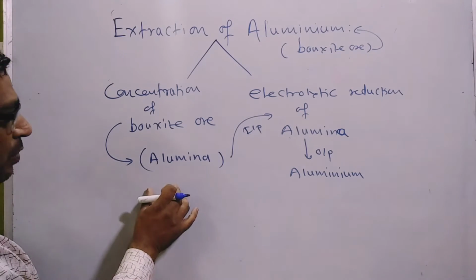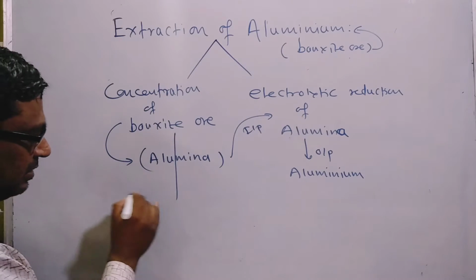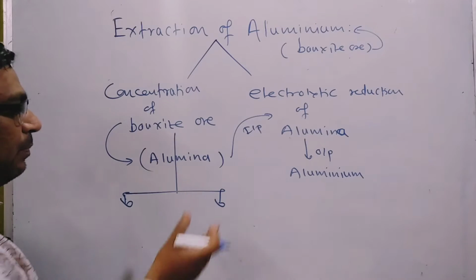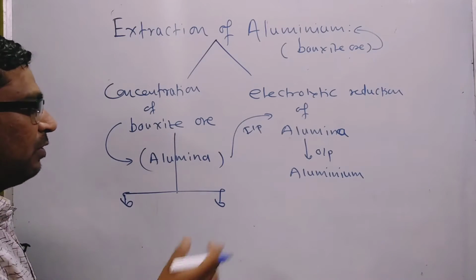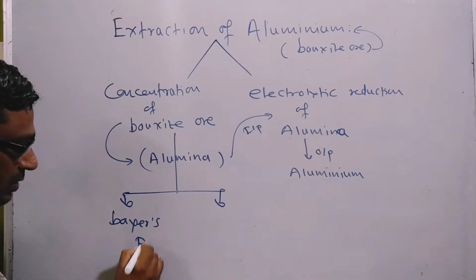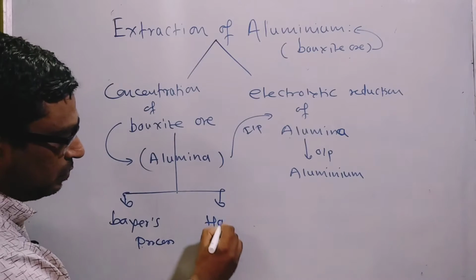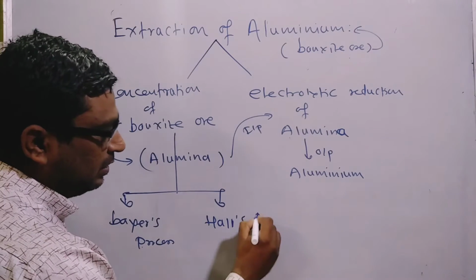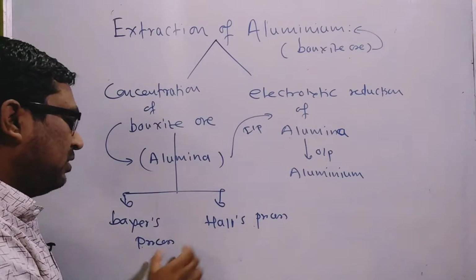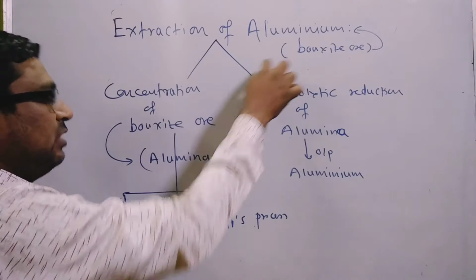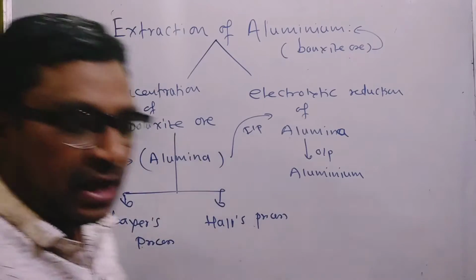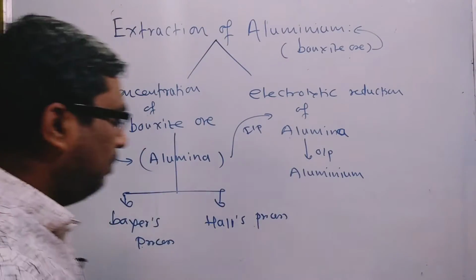This concentration of bauxite ore stage can be carried out in two different ways, by two different scientists' processes. The first is called Bayer's process, and the second is called Hall's process. You can use either process, and the output of both is the same: from the bauxite ore you get alumina. Today we are discussing Bayer's process.